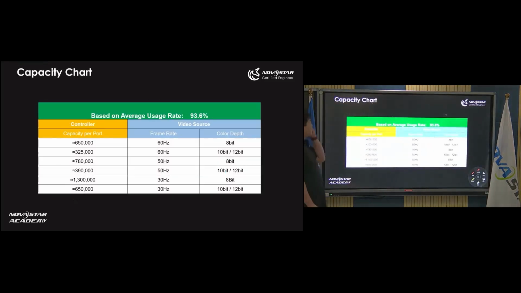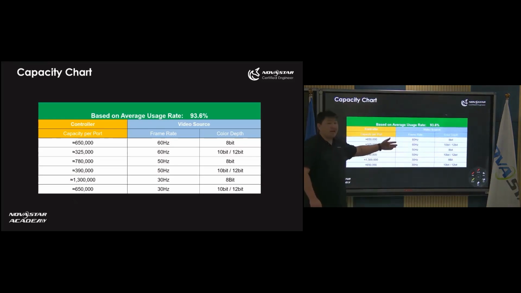Okay, here is the capacity chart. As I said, we change the components inside the formula, and then we get different loading capacities. You can take a picture or make screenshots. Okay, let's move to the next page.